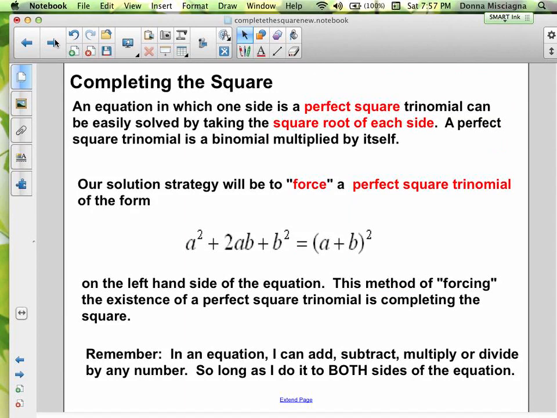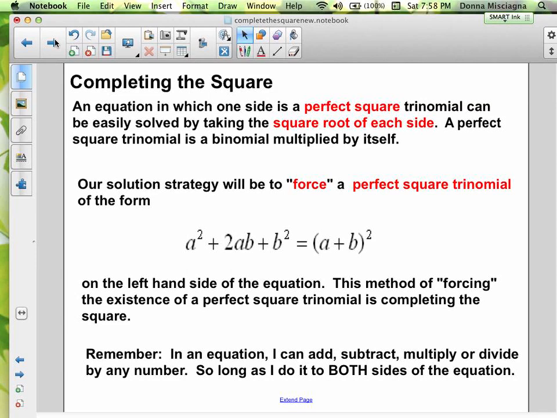To completing the square. It is, after factoring, probably the most important way to solve, right along with taking a square root of both sides, because that's going to become a part of completing the square. So an equation in which one side is a perfect square trinomial can easily be solved by taking the square root of each side. That's what we did in the last lesson, right, we took a square root of both sides. A perfect square trinomial is a binomial multiplied by itself.